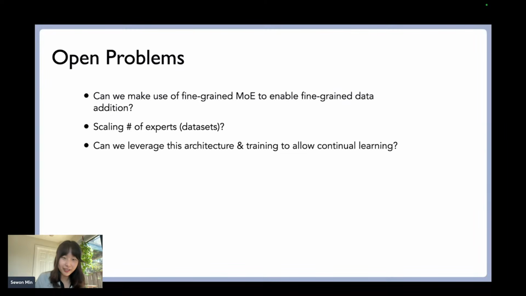Another thing I'm very excited about, which I hinted at but we didn't necessarily demonstrate in the experiments, is whether we can leverage this architecture and training method to allow continual learning, where you start with some model that is not good yet, but you gradually add better datasets over time so that in the end you have a much better model. I think this can be very useful and exciting for developing a model that is continuously improving.